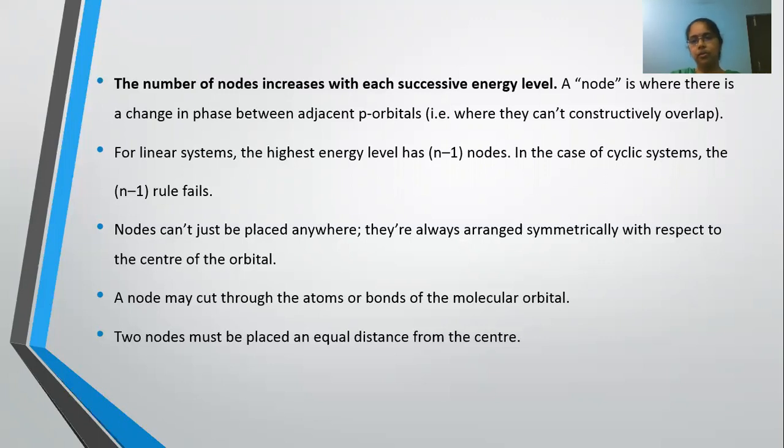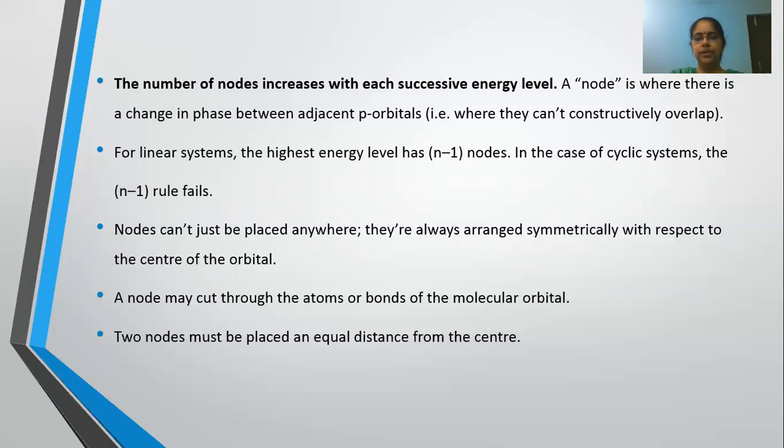They are always arranged symmetrically with respect to the center of the orbital, and a node may cut through the atoms or it may cut through the bonds of the molecular orbital. And if we draw two nodes, they must be placed at an equal distance from the center. So that is about the introduction to pi molecular orbitals.